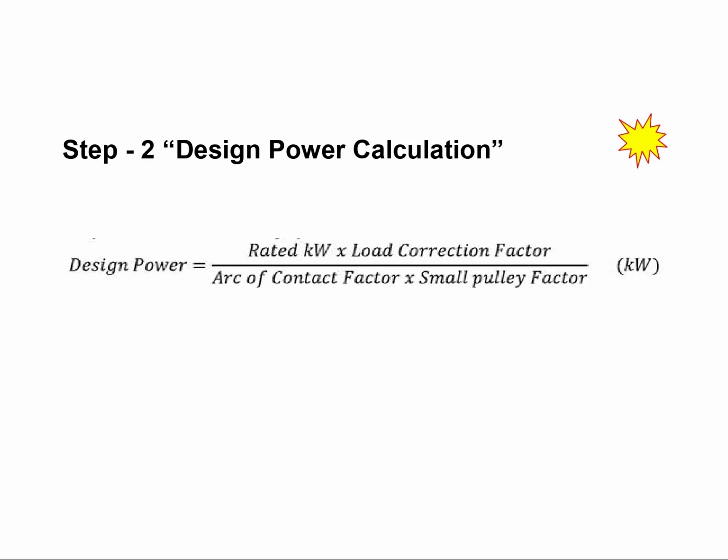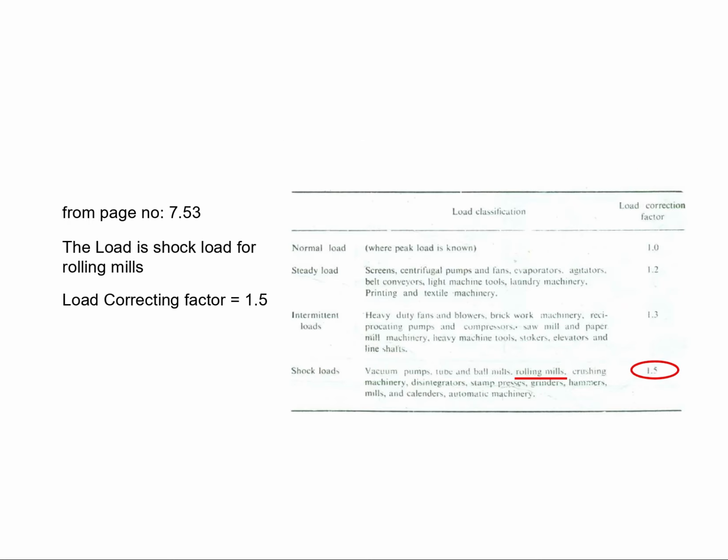Next, step 2, design power calculation. Here one formula is there. Design power equal to rated kilowatt into load correction factor upon arc of contact factor into smaller pulley factor. This formula is not available, so we have to memorize it. For finding the design power, first find the load correction factor. It is given in PSG design data, page number 7.53.